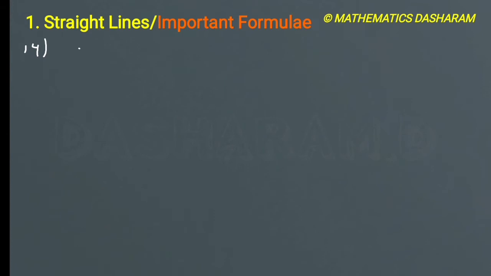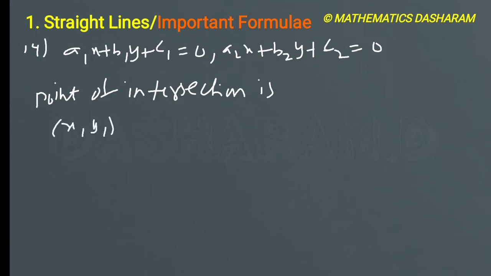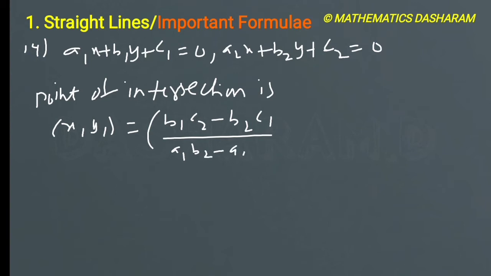So let's take the two lines a1x plus b1y plus c1. Then the point of intersection formula, point of intersection meaning indirectly the solution (x, y), equals: x coordinate is (b1c2 minus b2c1) divided by (a1b2 minus a2b1). Next, y coordinate is (c1a2 minus c2a1) divided by (a1b2 minus a2b1).